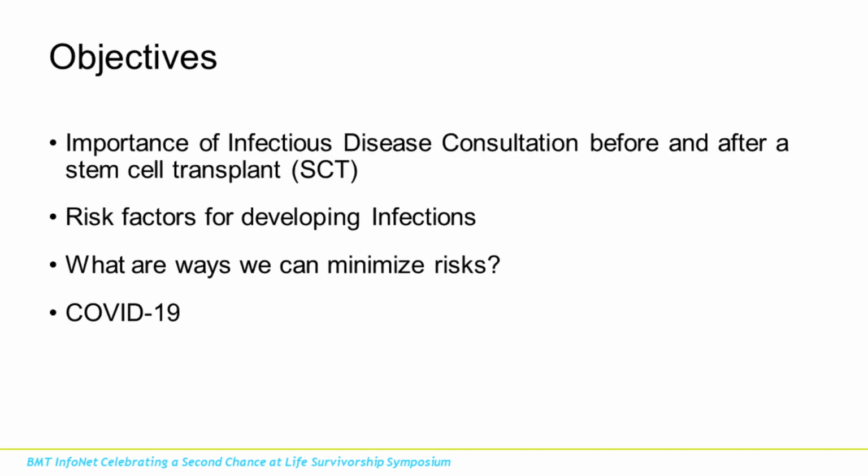So today's objectives are we want to establish the importance of having an infectious disease consultation before and after a stem cell transplant. Also, we'll go over risk factors for developing infections. Then we'll talk about ways we can minimize risk. There's various ways, and that will include things we need to do for ongoing care after a transplant. And lastly, we'll briefly touch on COVID-19. It'll just be a brief point on a few slides.